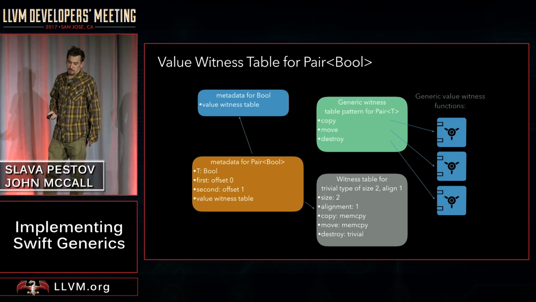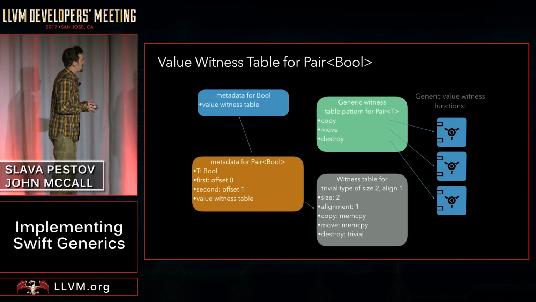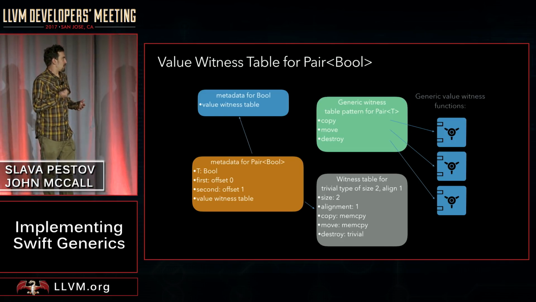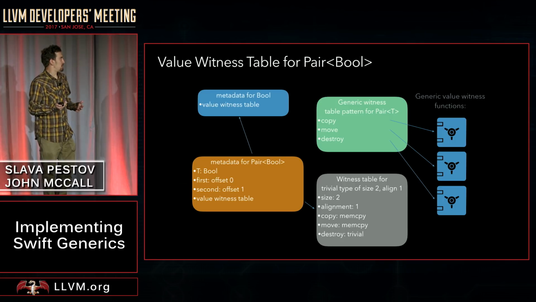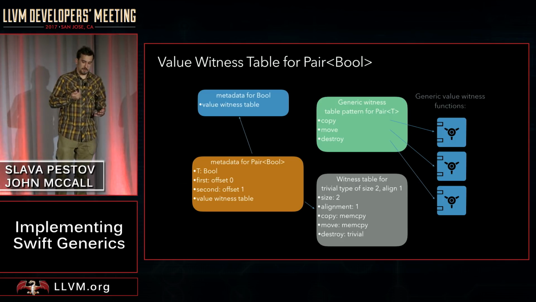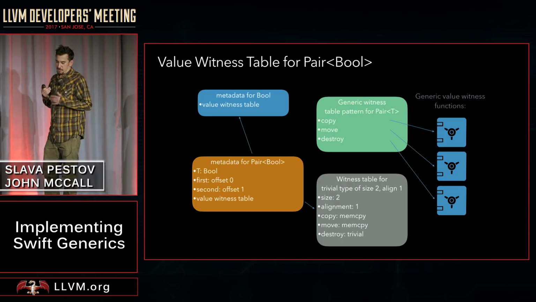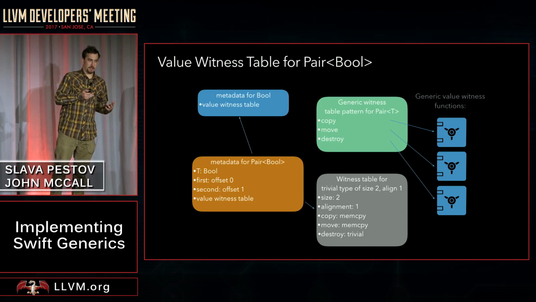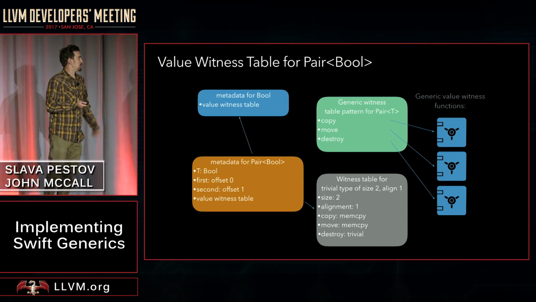But on the other hand, what happens if I have a pair of booleans? So boolean is a trivial plain old data type, and the runtime knows this. And a pair of T only has fields of type T. So what that means is that a pair of booleans is also a trivial type, 2 bytes in size. So the value witness table that is used for the pair of booleans doesn't call those generic value witness functions. It calls the trivial value witness functions, which are more efficient because they don't have to recurse once for every field of the pair.